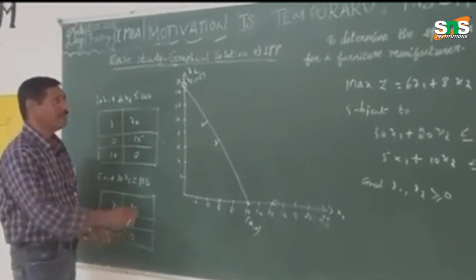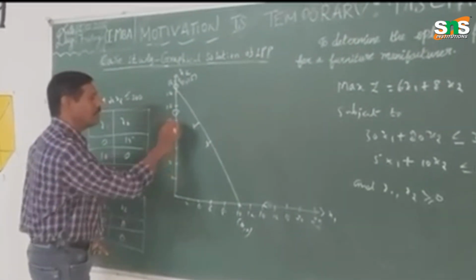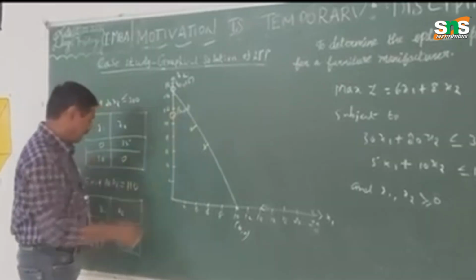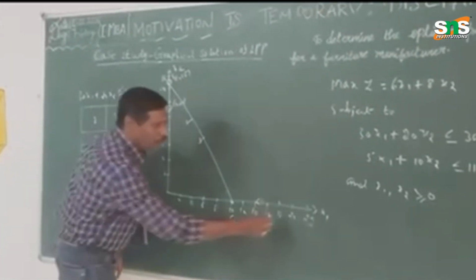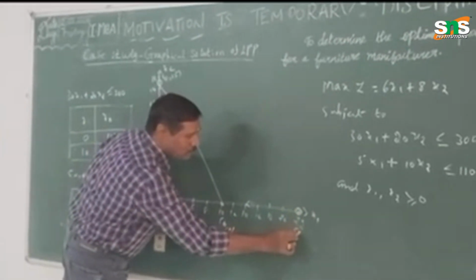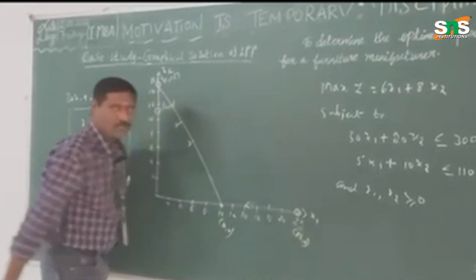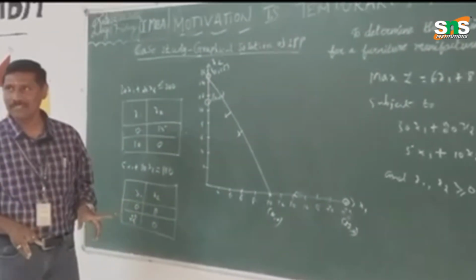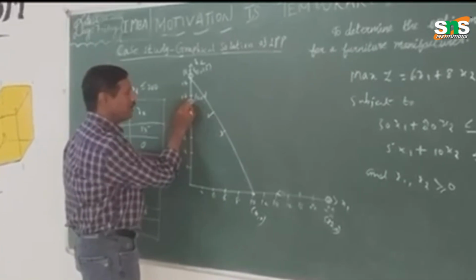And next we plot this point, x is 0, y is 11. Therefore this point is 0, 11. And here x is 22 and y is 0. So this point is 22, 0. So as usual, we join these two points by a line.